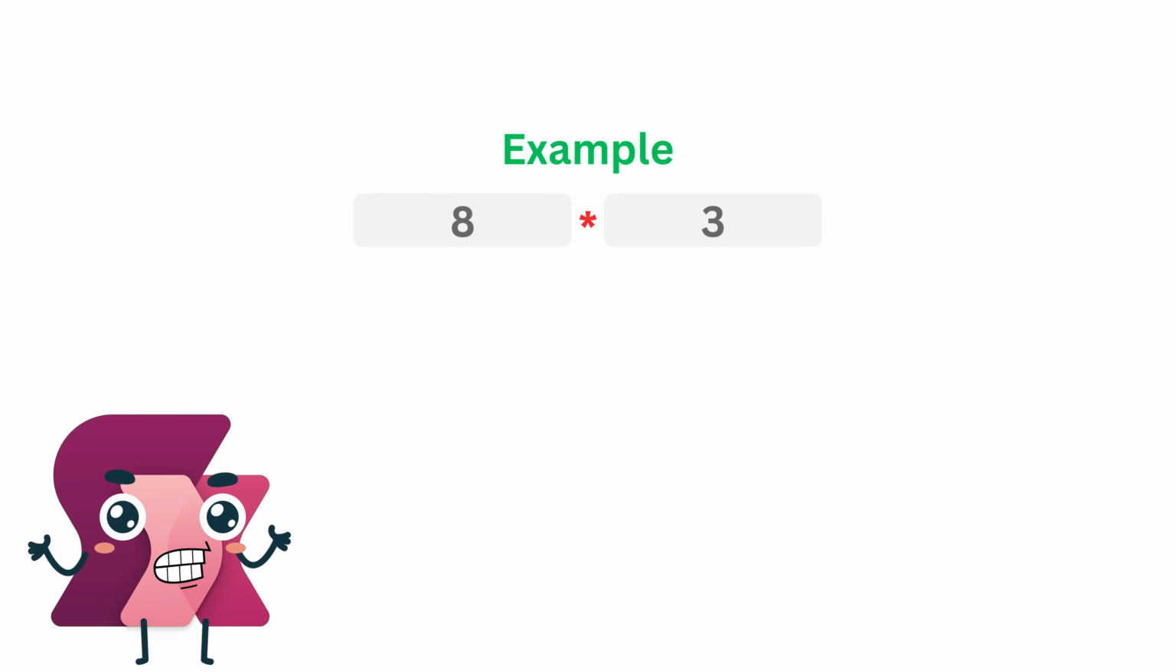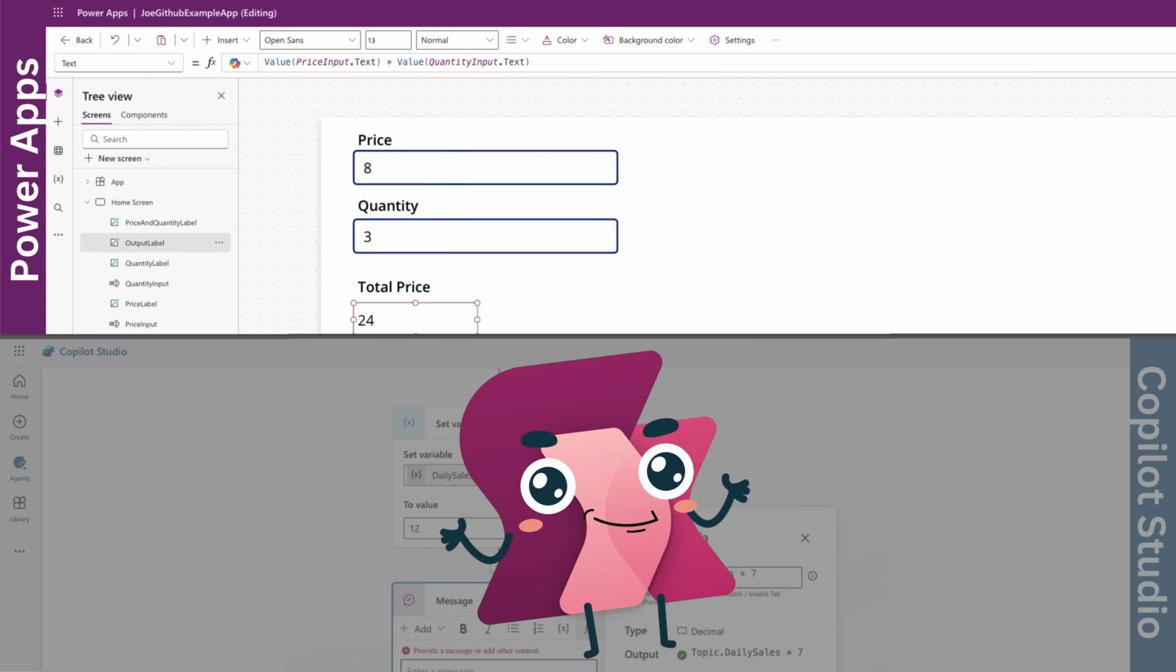Imagine you have two numbers, 8 and 3. Using the multiplication operator, 8 times 3 equals 24. This seems pretty easy math, right? This operator is all about scaling values, and it's used in so many practical scenarios, which we will take a look at now. In PowerApps, multiplication is perfect for things like calculating costs.